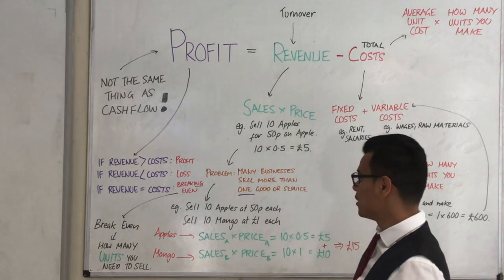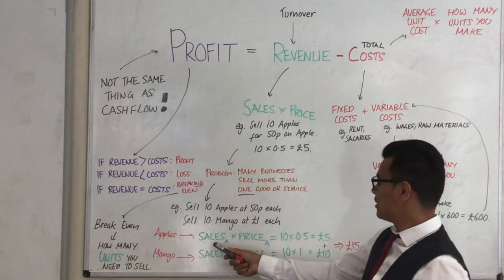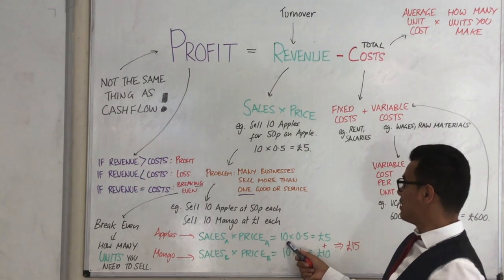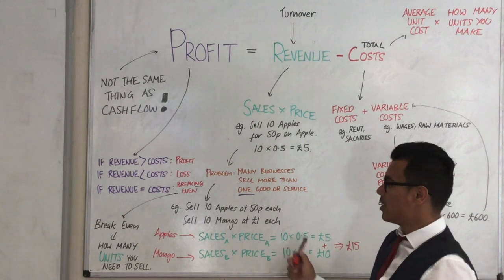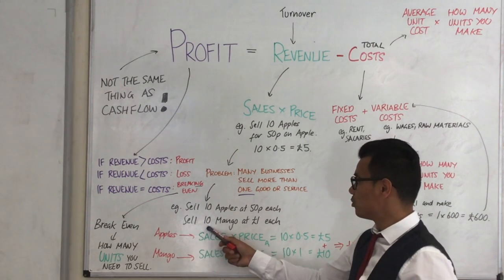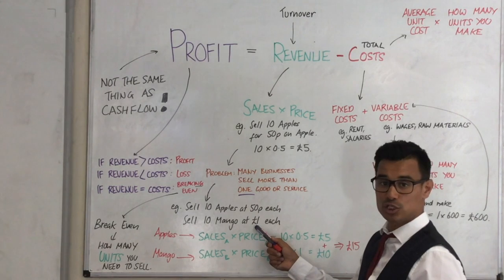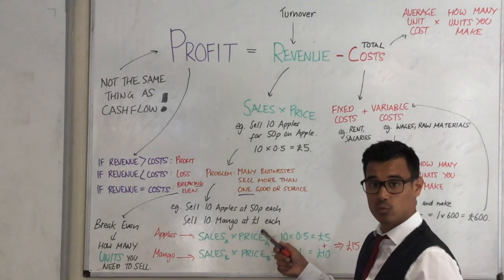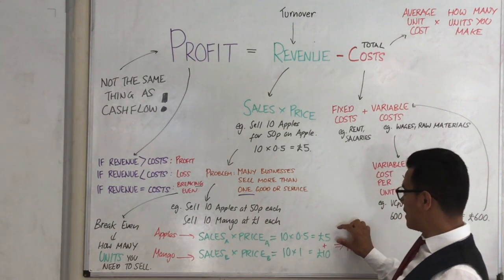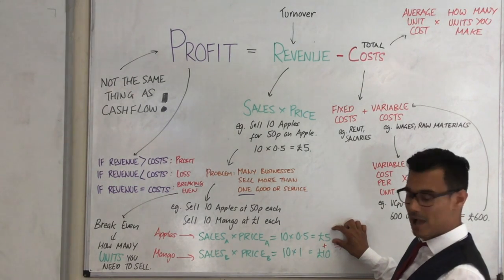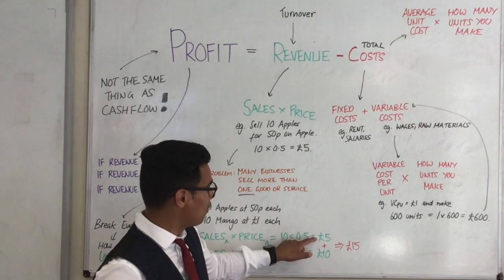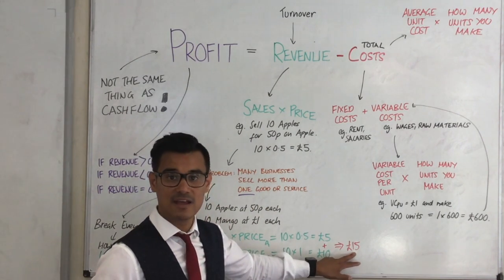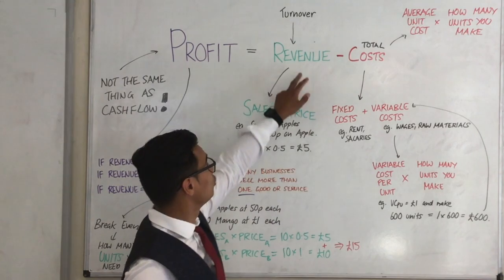Here's an example. So your apples, as from before, sales times price. So 10 times 0.5 equals £5 for your apples, which we worked out. Now your mangoes, you sold 10 mangoes, each at £1. 10 times 1 is 10. So you made £5 revenue from your apples and £10 revenue from your mangoes. So 5 plus 10 is 15. 15 is your total revenue.